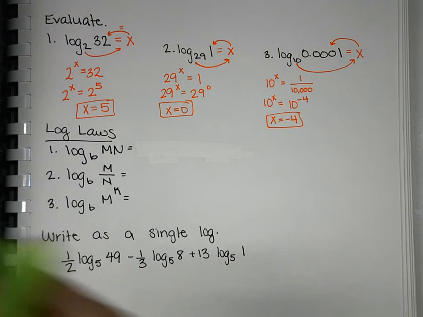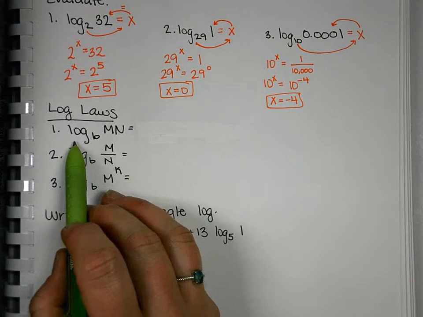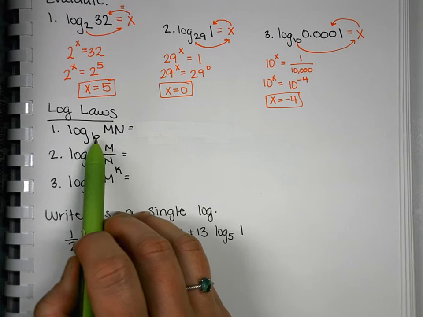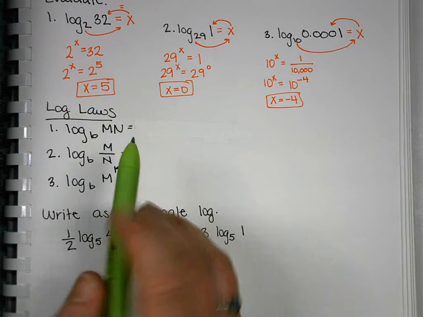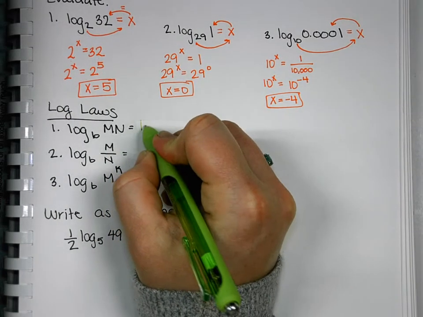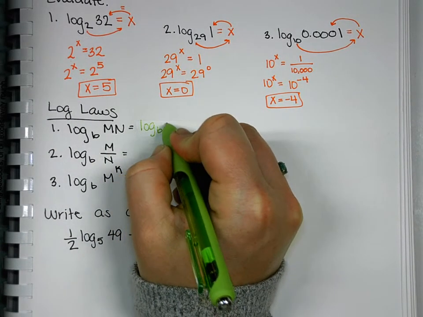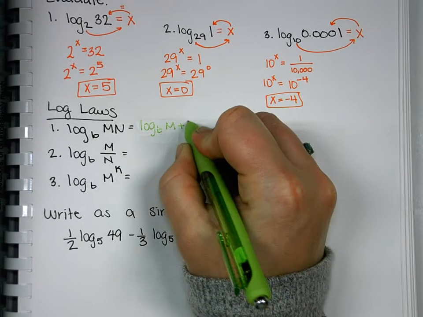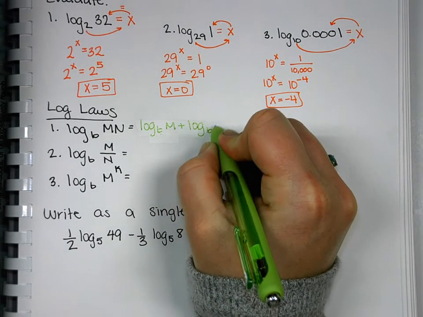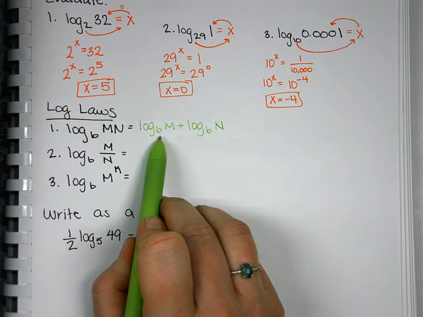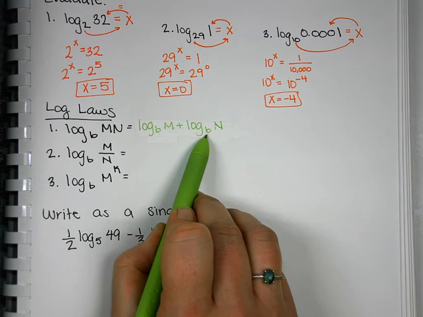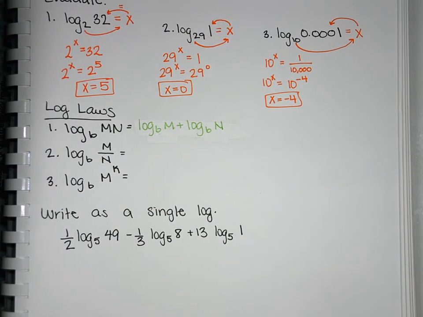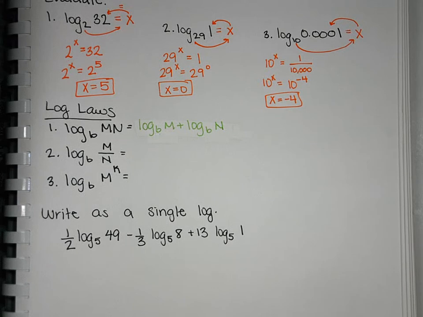So our log laws, the first one, there's only 3, says if you have log of 2 or more things being multiplied, then you can write them as separate individual logs by adding them together. So I can take log base b of m, the first thing being multiplied, and add it to log base b of the second thing being multiplied. And if we had more than 2, we could just keep going as long as we're adding each individual log that we're separating.